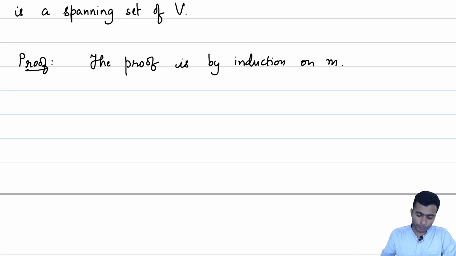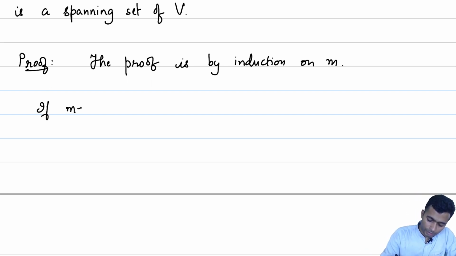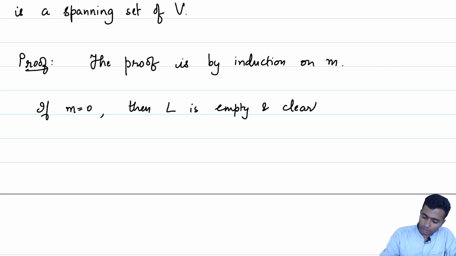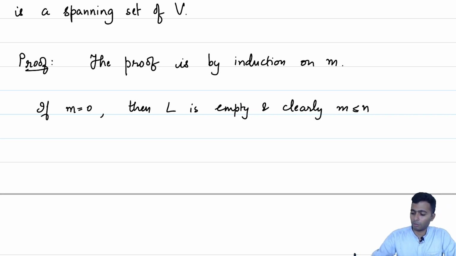Suppose M is equal to 0. What does it mean? If M is equal to 0, that means that L has no elements. That means L is empty, right? Then L is empty, and clearly M is less than or equal to N. There is nothing to prove there.